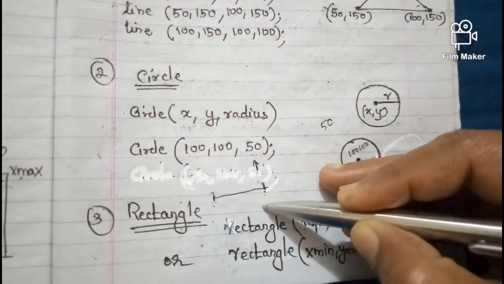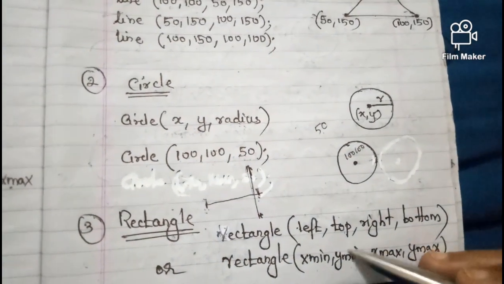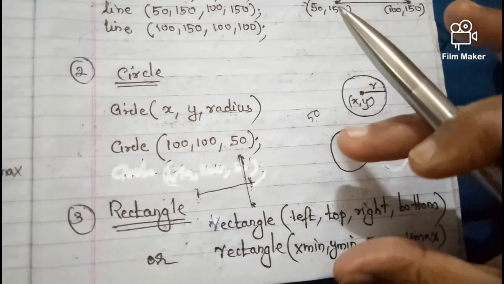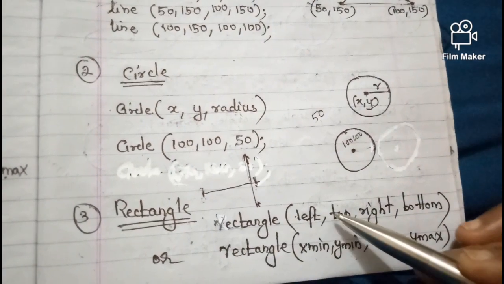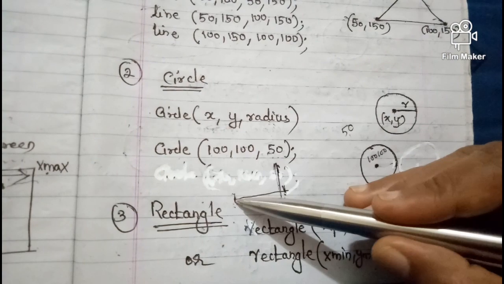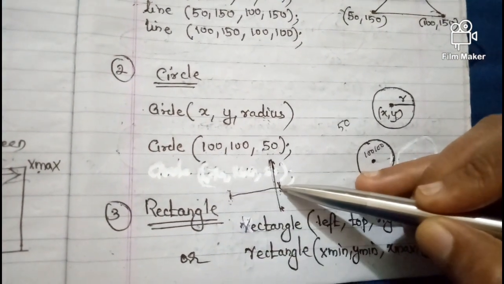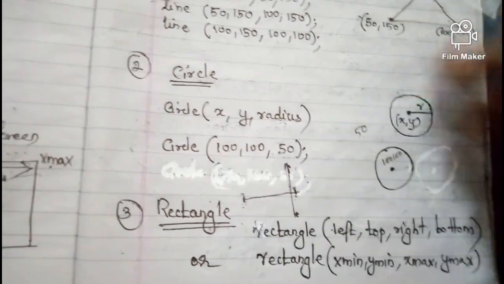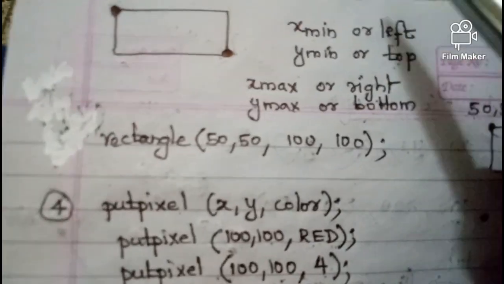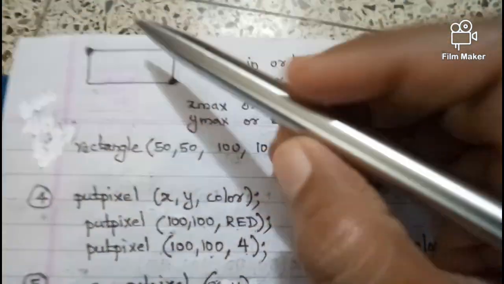top and bottom specify the height of the rectangle. Top and bottom can also be specified as y minimum, y max. So x minimum and x maximum together give you the width of the rectangle, and y minimum and y maximum together give you the height of the rectangle. So these four values are used to draw a rectangle. So this is a typical rectangle.